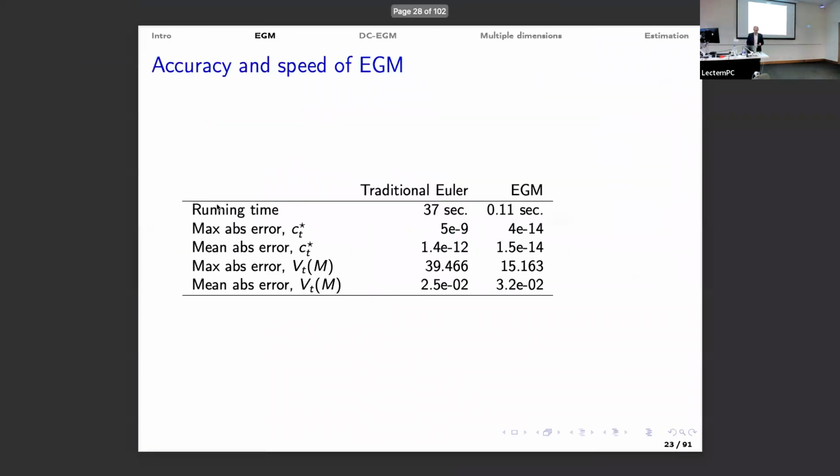Now, what about the accuracy? Well, you can see the maximum absolute error in the consumption function if you solve through Euler equations, trying to pinpoint the Euler residual to be 0, is still somewhat higher than what you get with EGM, essentially doing the same thing but on different sets of points. So this is speed up without loss of accuracy, which is quite astonishing. That's not something that we see very often.